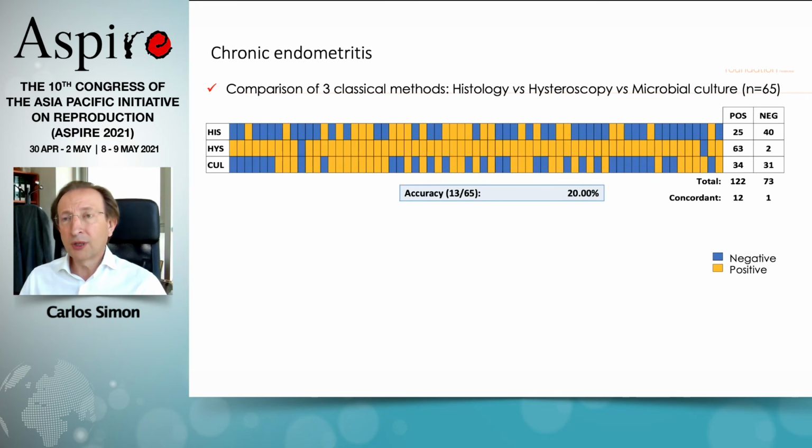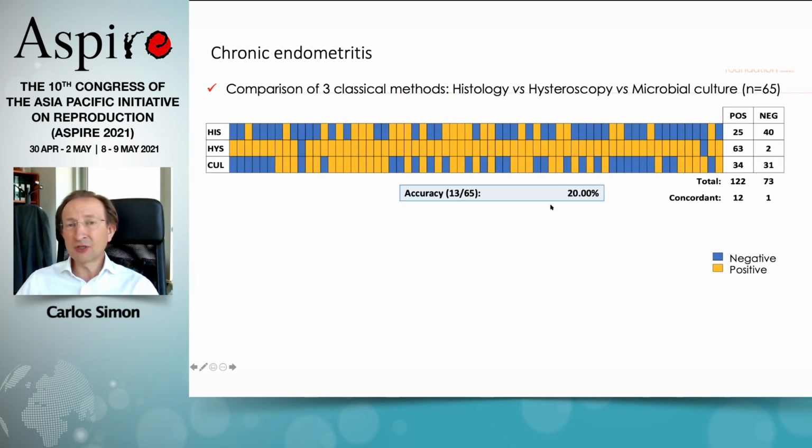Well, the 2 most important messages that I will convey to you: when we analyze the accuracy of the 3 classical methods, histology, hysteroscopy, and microbial culture, in all of them, we could see that they coincide in only 20% of patients. Only 20%, 13 out of 65, the diagnoses were concordant.